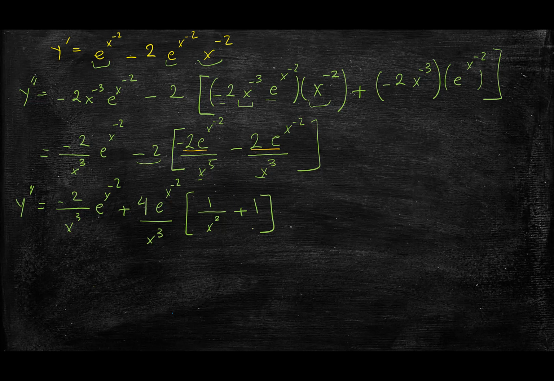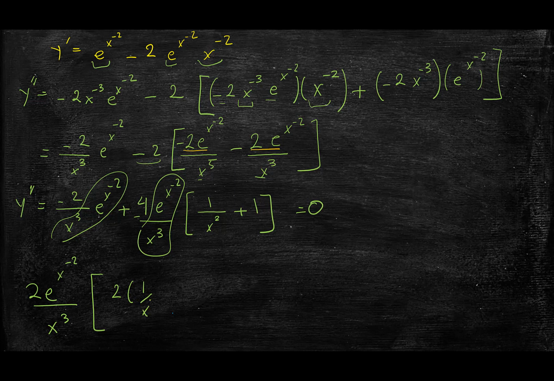Okay, now I could go ahead and factor out this term and write this a little bit more simply. I'm going to factor out e^(x - 2) over x cubed, and I also have another 2 that I want to take out. So I'll take 2 of that, and I will be left with a 2 times 1 over x squared plus 1, and from here I will be left with a negative 1.